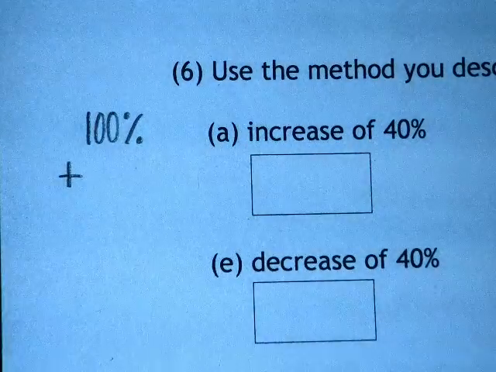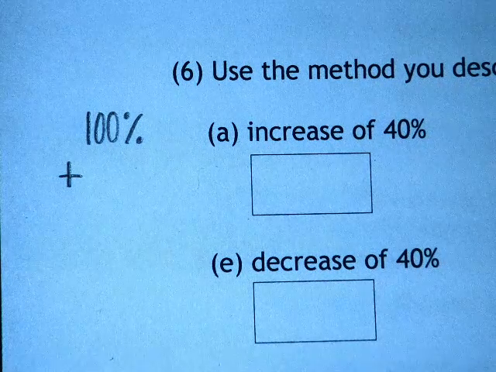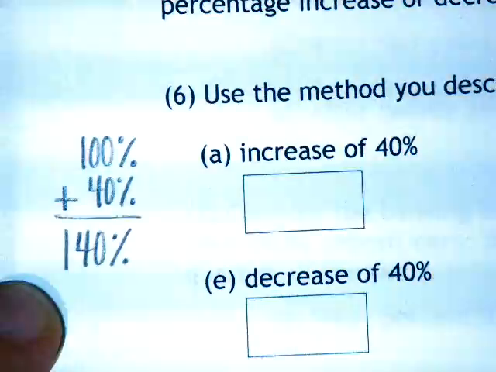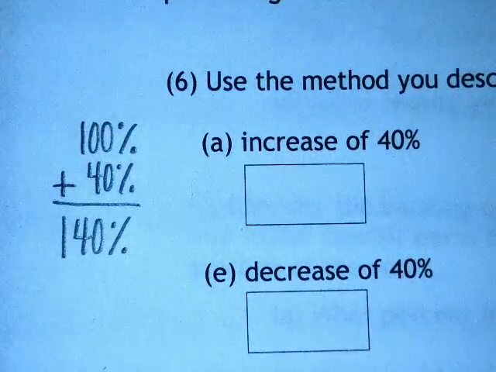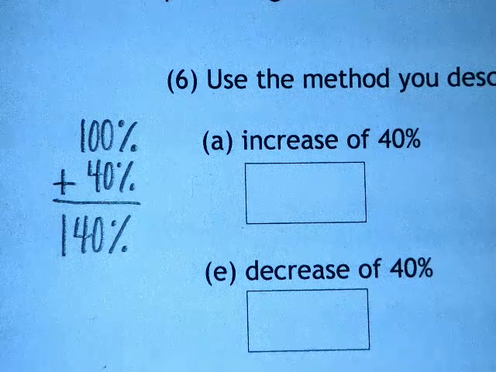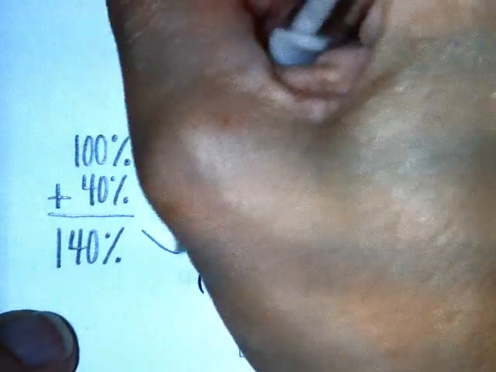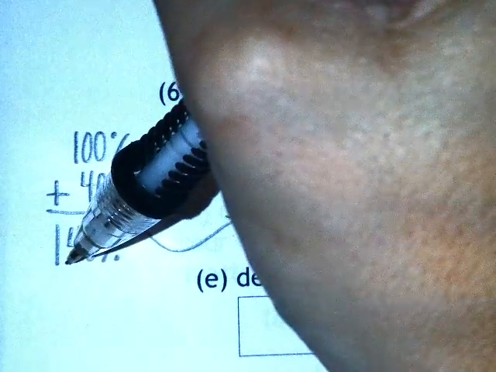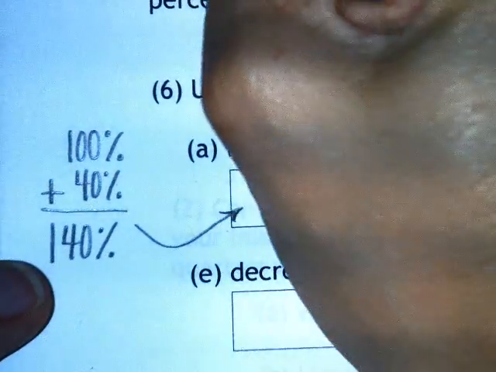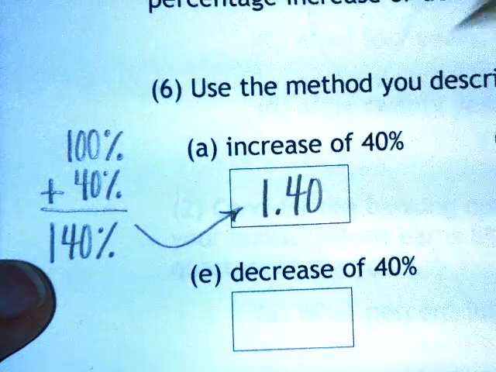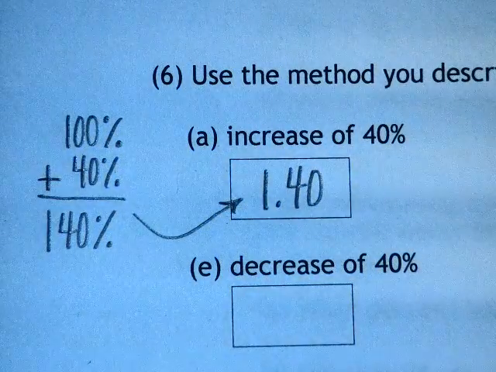So question letter A says an increase, therefore I know I'm going to add to my 100%. I'm going to add 40% specifically, and I'm just going to do that as a quick addition. 100% plus 40% is 140%. Now it's important to remember that number is not the multiplier. The multiplier needs to be a decimal. So if I quickly convert that number to a decimal, which means I move the decimal 2 places to the left, I'll get 1.40, and that is the value of my multiplier.